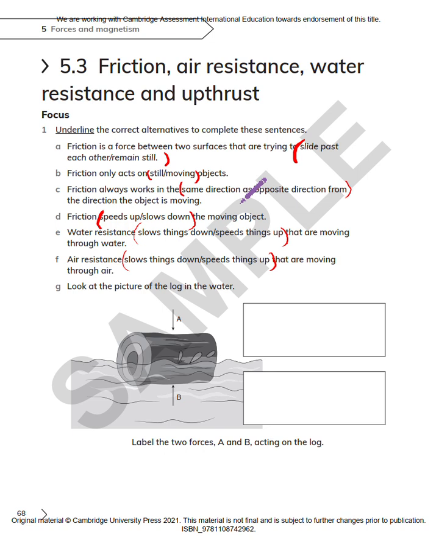Okay, let's start. So friction is a force between two surfaces that are trying to slide past each other. So you underline the words slide past each other. B. Friction only acts on moving objects. The answer is moving. C. Friction always works in the same direction as, or the opposite direction from, the direction the object is moving. It is the opposite direction from.